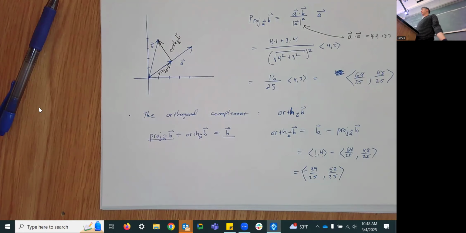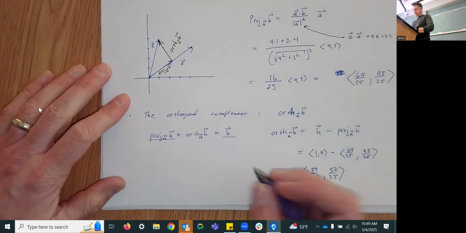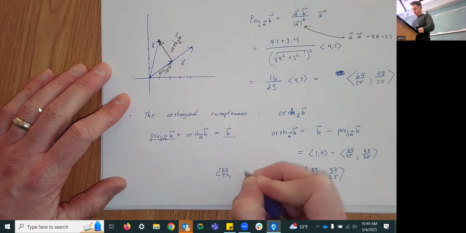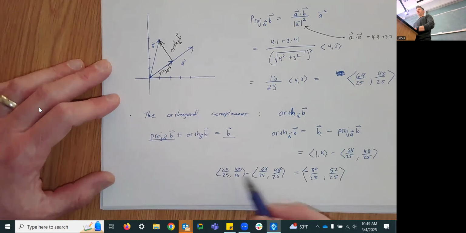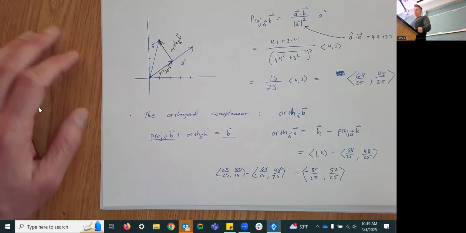There's not a whole lot else to say there. So projection is a relatively straightforward calculation. Probably should memorize the formula. I guess I should ask, are there questions about this? That is a 39, yes. Because this is 25 over 25, comma, 100 over 25, minus 64 over 25, comma, 48 over 25. And assuming I've done my arithmetic correctly, I think 25 minus 64 is negative 39. Yeah, that sounds right.